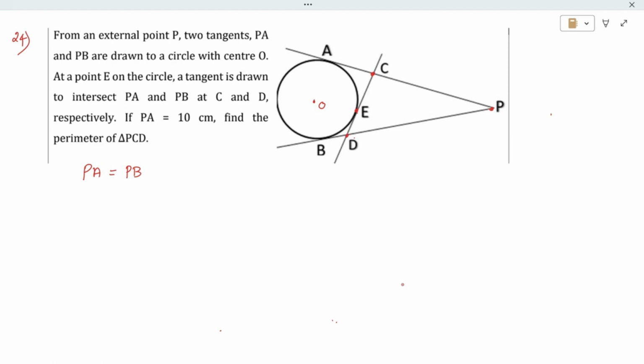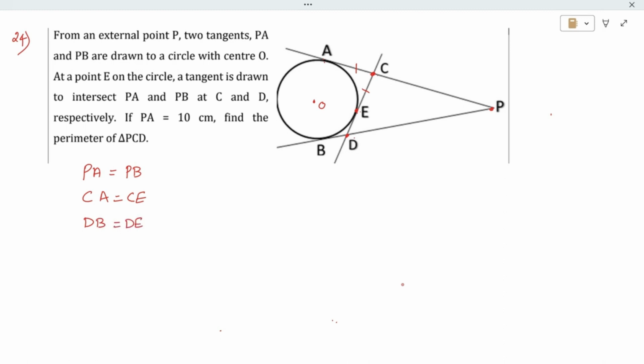So now think of C as an external point. From C, there is a tangent CA touching the circle at the point of contact A, right? So I know CA and CE will also be equal if you consider C as an external point, and CA and CE are the tangents to the points of contact on the circle, isn't it? So this will be equal. Similarly, if you consider D as an external point, I know DB is equal to DE, isn't it?